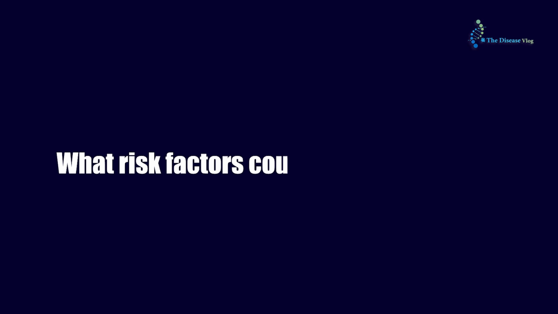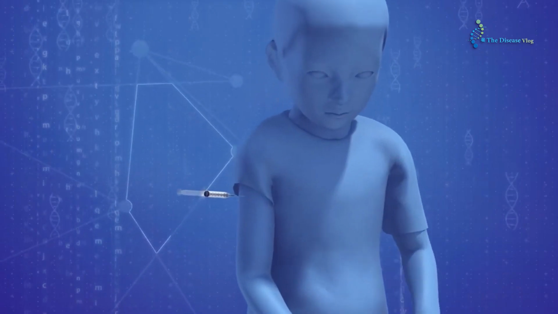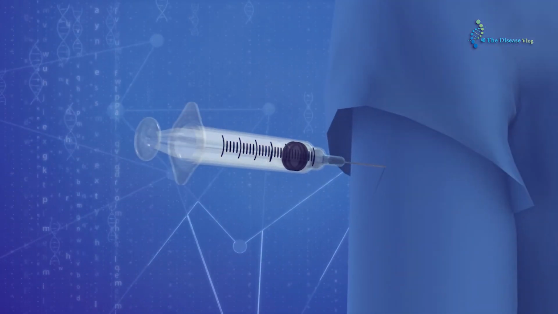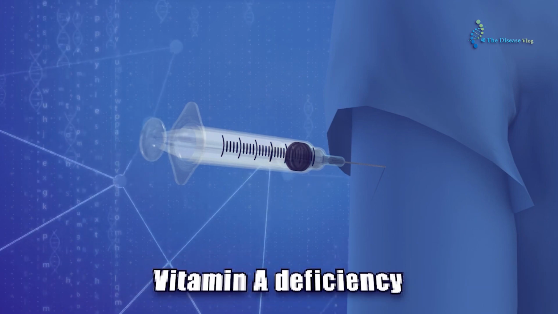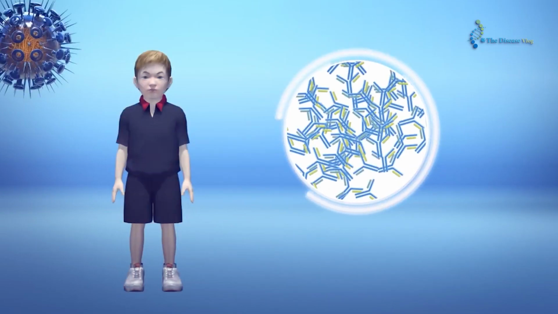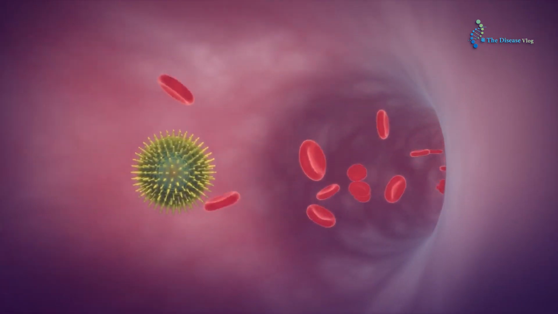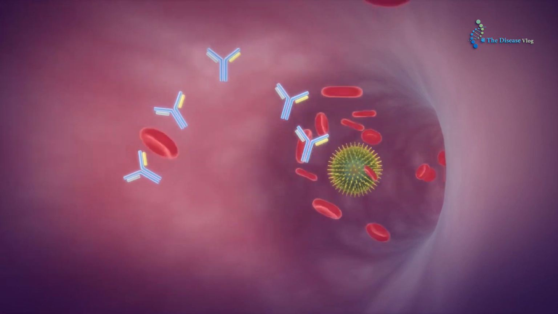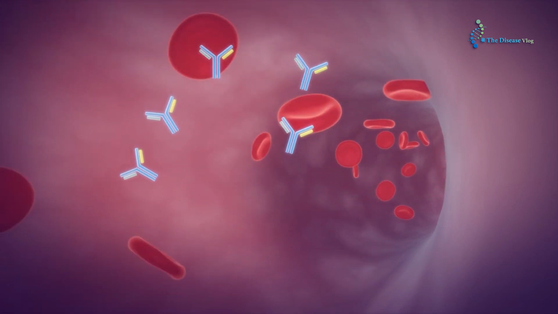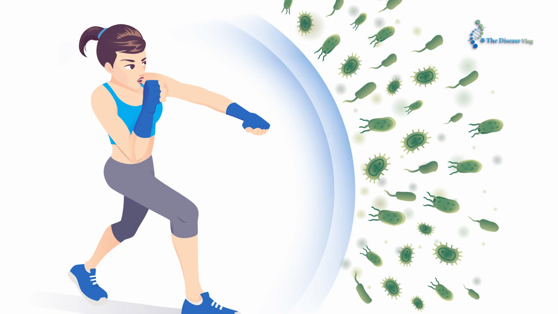What risk factors could lead to measles? Some risk factors that could lead to measles include being unvaccinated and having vitamin A deficiency. Unvaccinated: a person who is not vaccinated against measles has a chance of getting this infection. Vitamin A deficiency: a person who lacks vitamin A is more prone to measles. Vitamin A plays a critical role in maintaining and supporting a healthy immune function. Therefore, vitamin A deficiency makes an individual susceptible to infection, including measles virus infection.